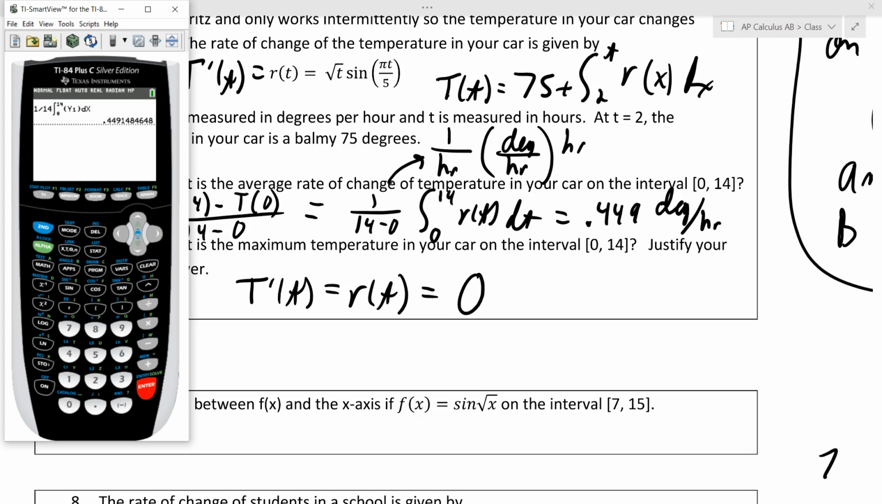And anytime you use a calculator to solve an equation or evaluate an integral or derivative, write on your paper what you did, not what you did in the calculator, but what you're solving or what you're integrating. So as long as you have R of t equals 0 and you solve it on your calculator, you're totally fine. So we're going to go from 0 to 14.